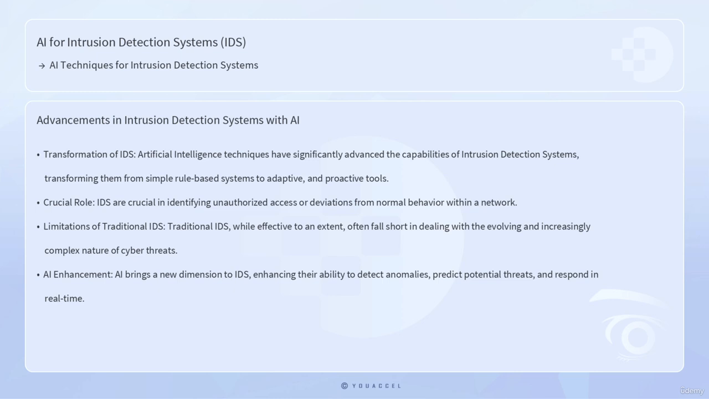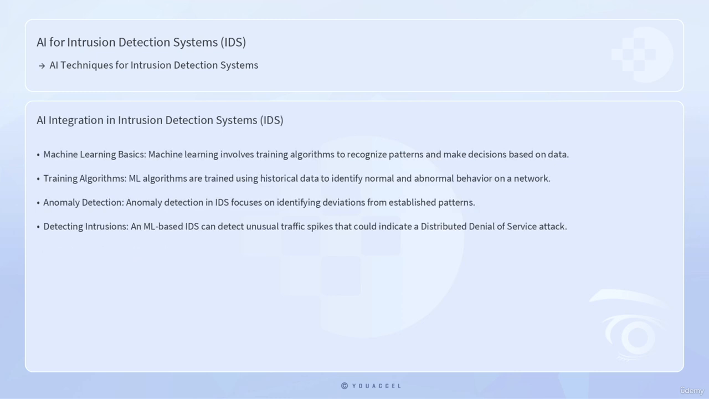Traditional IDS, while effective to an extent, often fall short in dealing with the evolving and increasingly complex nature of cyber threats. AI brings a new dimension to IDS, enhancing their ability to detect anomalies, predict potential threats, and respond in real time. The integration of AI into IDS primarily leverages machine learning and deep learning techniques.